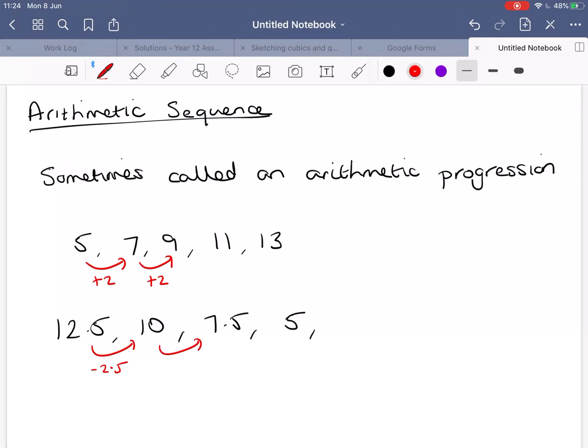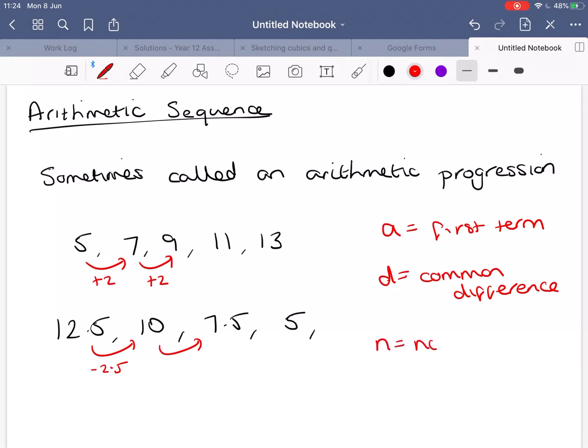So before we do, there are a few common definitions that we have to get used to, and a few letters that denote certain things. We always denote the letter A as the first term. So in the first sequence there, A would be 5. In the second sequence, A would be 12.5. We use the letter D to denote the common difference, and that can be positive or negative. So in the first sequence, it's +2. Second sequence, it's -2.5.